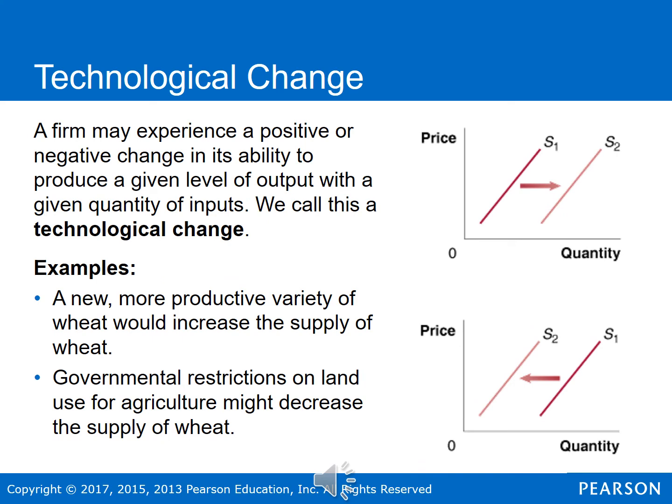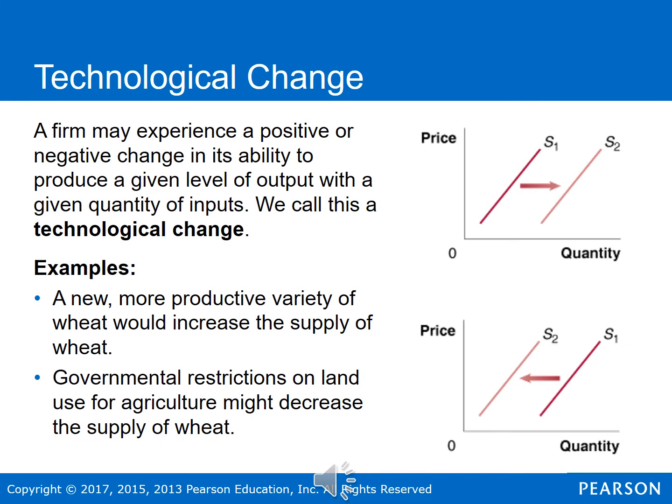Next, let's look at technological change. Changing the ability of a firm to produce a given level of output with a given quantity of inputs is a technological change. And firms can experience either a positive or negative technological change, although typically, over time, firms tend to experience positive technological change. So for example, a new, more productive variety of wheat could increase the supply of wheat. So that's a positive technological shock. On the other hand, let's say government restricts land usage for agriculture. This could decrease the supply of wheat. It's a negative technological shock.